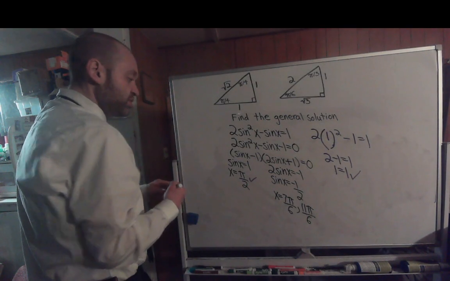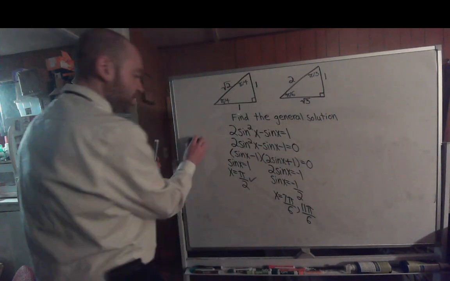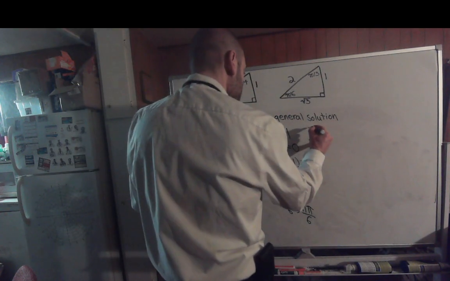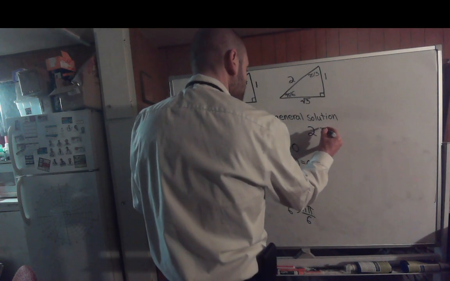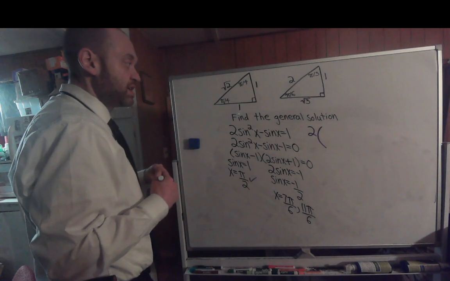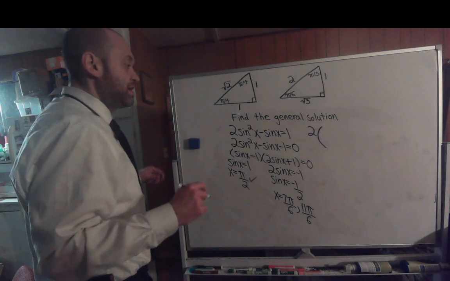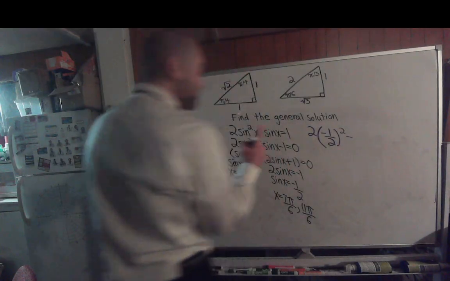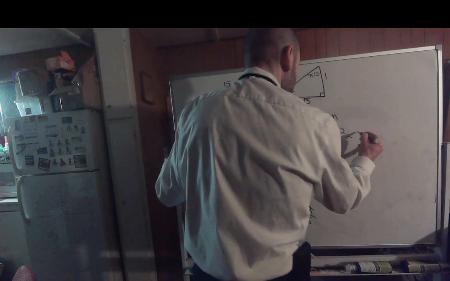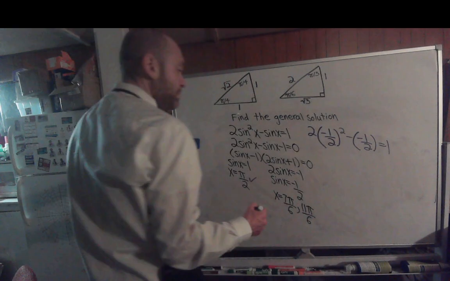So we know pi over 2 is going to work, but what about our pi over 6's? We don't know about that just yet. So let's see, 2 times the sine of 7 pi over 6 raised to the second power. What is the sine of 7 pi over 6? That's going to end up being negative 1/2 raised to the second power minus your sine of negative 1/2. Sorry, that'd be negative 1/2 rather. Set that equal to 1.